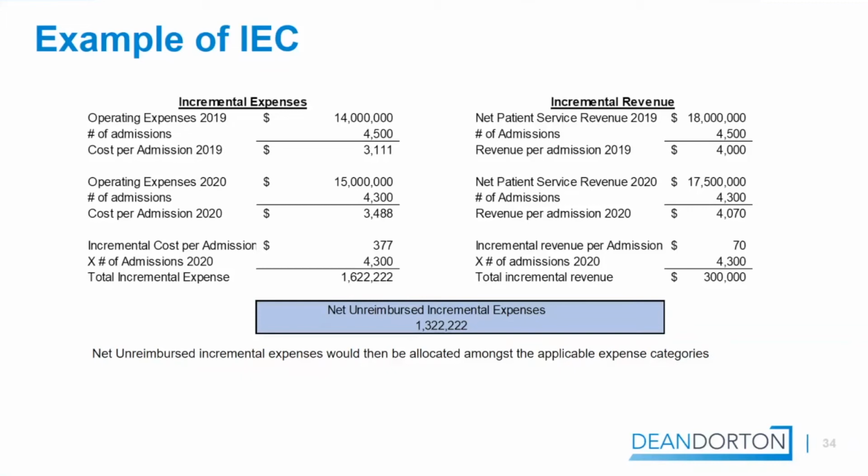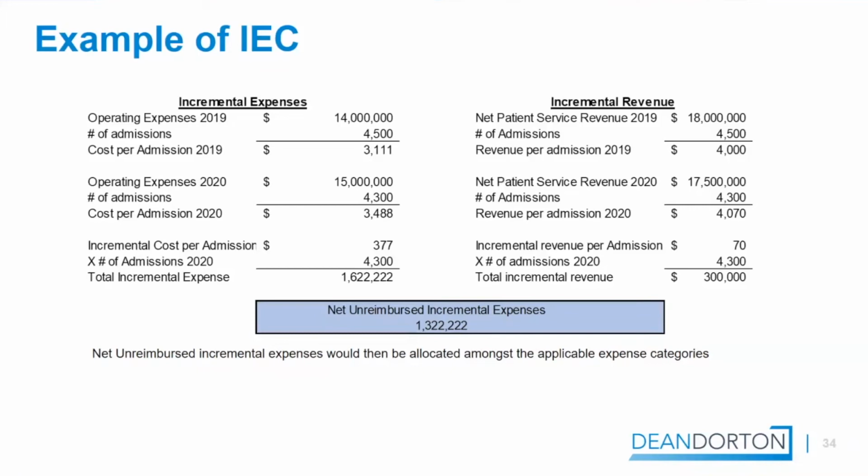However, we need to look at incremental revenue that you've received for those expenses. And so in 2019, over to the right, you had $18 million of net patient service revenue. You had the same 4,500 admissions. Your revenue per admission was $4,000. In 2020, you received $17.5 million. Total number of admissions are 4,300. Your revenue per admission is $4,070. So you're receiving more per patient visit in 2020 of $70. $70 times your total admissions of 4,300 equals $300,000 of incremental revenue.